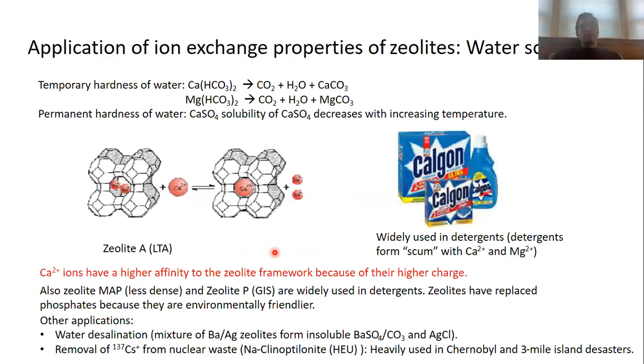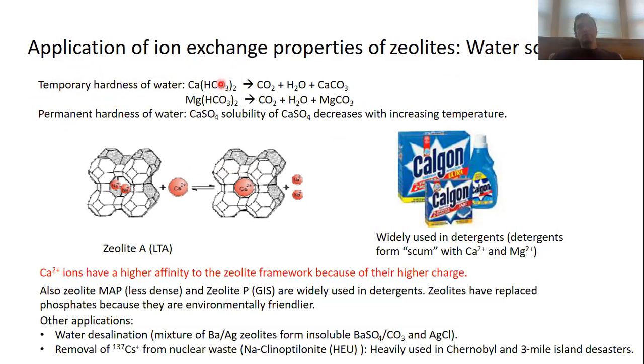The ion exchange properties of zeolites are highly useful. One important application is in water softening. To soften water, here's a brief review on the hardness of water. We distinguish between the so-called temporary hardness of water and the permanent hardness of water. The temporary hardness of water results from the presence of calcium and magnesium bicarbonate.